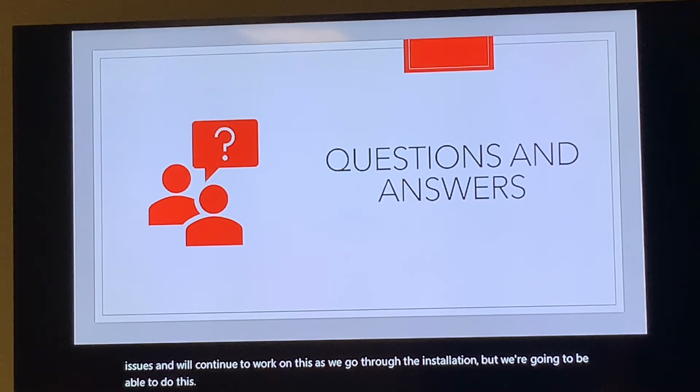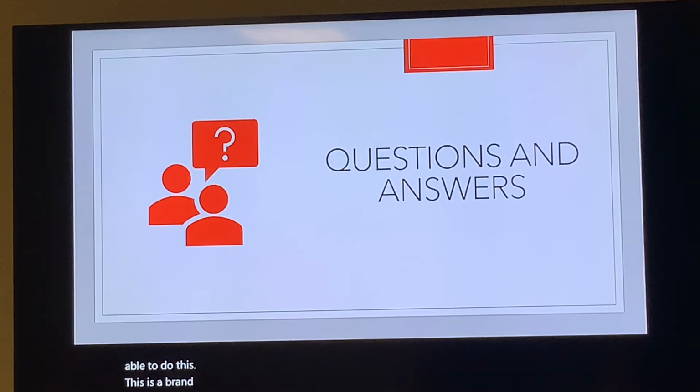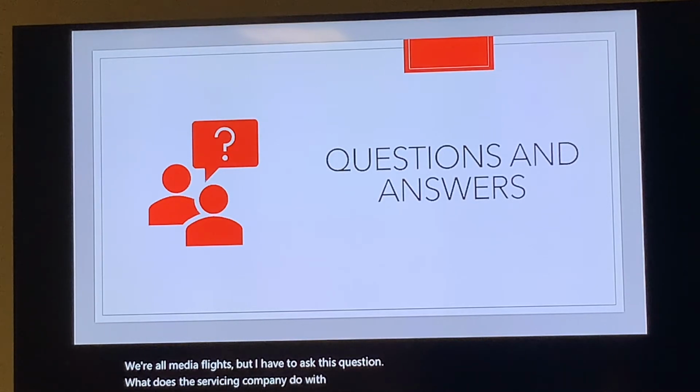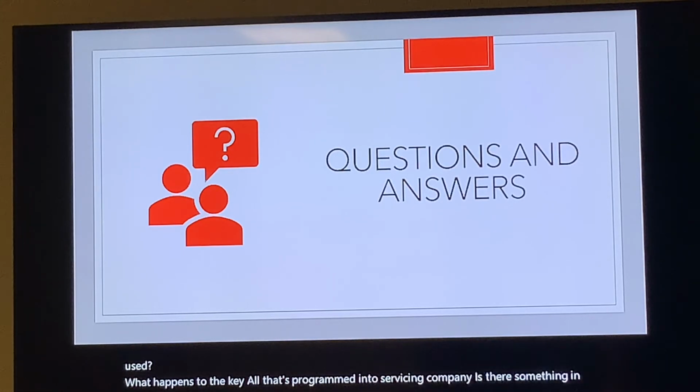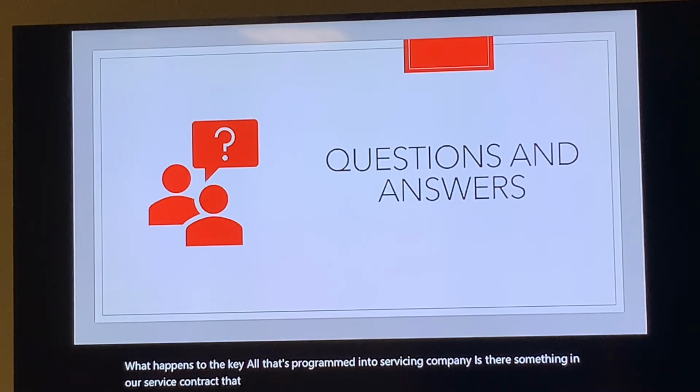This is a brand new program. We're all neophytes, but I have to ask this question. What does the servicing company do with the information they collect every time a key is used? Whatever happens to the key, all that's programmed into the servicing company. Is there something in our service contract that places restrictions on how this collected information may be used by the corporation who, eventually, will have just piles of it?